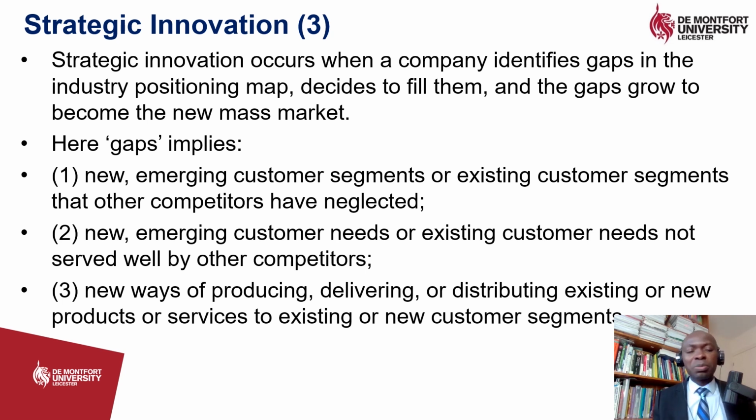Again, it may also be that you're looking at new ways of producing, delivering, or distributing an existing or new product or service to existing or new customers. For example, companies like Uber. Before Uber, there were taxis, there were ways of transportation, there were ways people got to their destinations. But Uber came into that space and offered a completely new way of doing the same thing, right? And companies like Airbnb also fall within this category, where they came into this space and offered new ways of delivering hospitality.